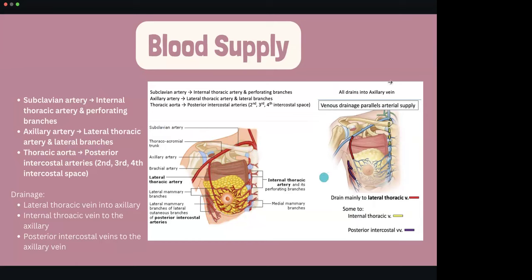And you also have the drainage. The drainage is literally the opposite of the blood supply. So the lateral thoracic that came off the axillary goes back into the axillary. The internal thoracic, which came from the subclavian, no, there's no subclavian, goes into the axillary. And then the posterior intercostal goes to axillary. So all of them just go into axillary.